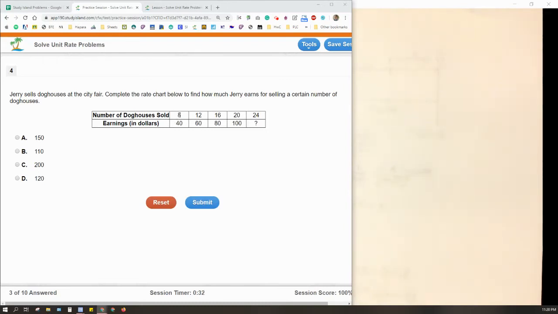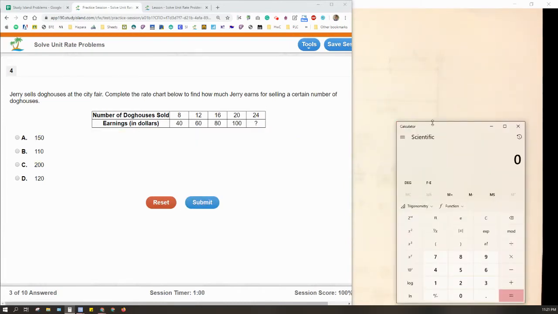So this chart says that if he sells 8 dog houses, he makes $40. If he sells 12 dog houses, he makes $60. 16 dog houses gets him $80. 20 dog houses gets him $100. What does 24 dog houses get him? If he makes the same amount for every dog house, when you divide all these numbers, you should get the same thing. And you're allowed to use a calculator if you want to.